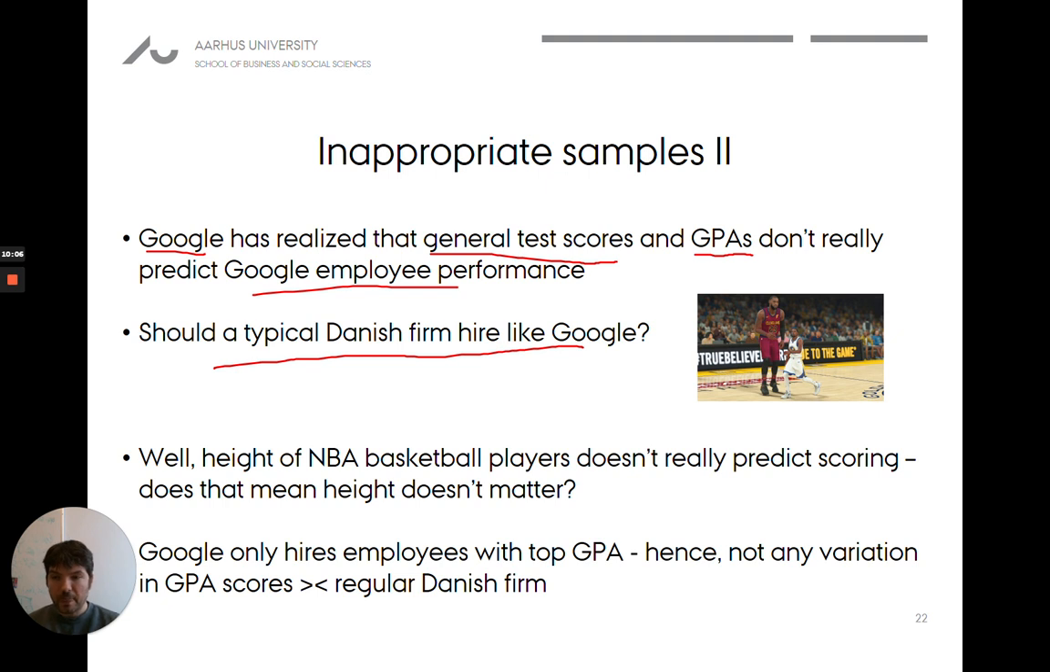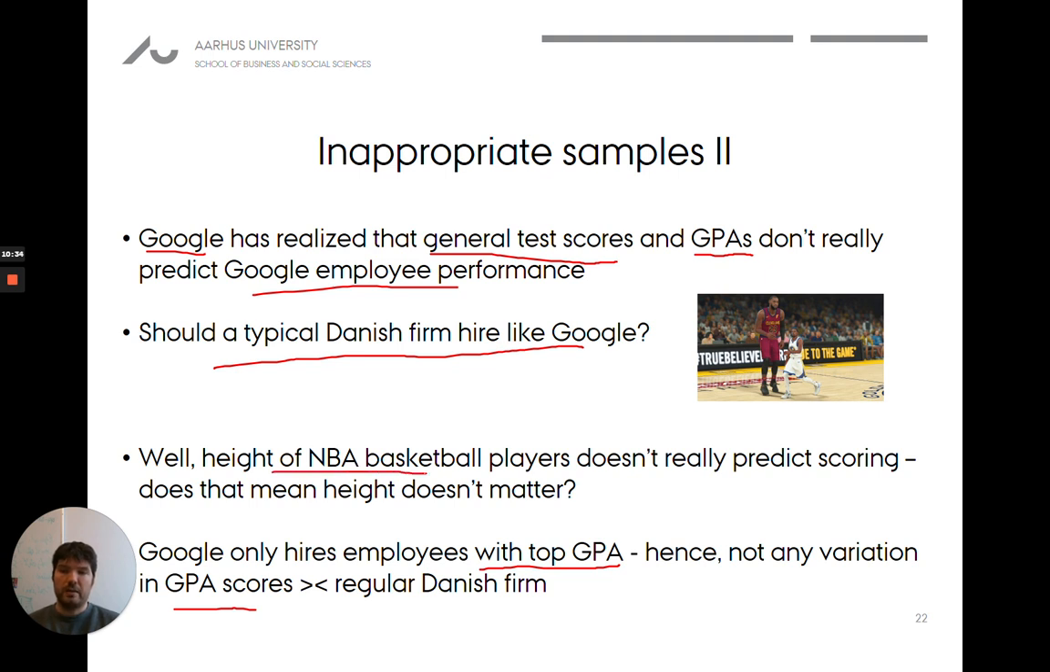Well, Google only hires employees with very, very high grade point averages. Basically, if you are from a Danish institution, you more or less need an average of almost 12 in order to get a good chance of getting a job at Google. So there isn't really any variation in grade point average to take departure in. Of course, if there's no variation in the variable that we're interested in, this variable is not going to help you explain how well people perform.